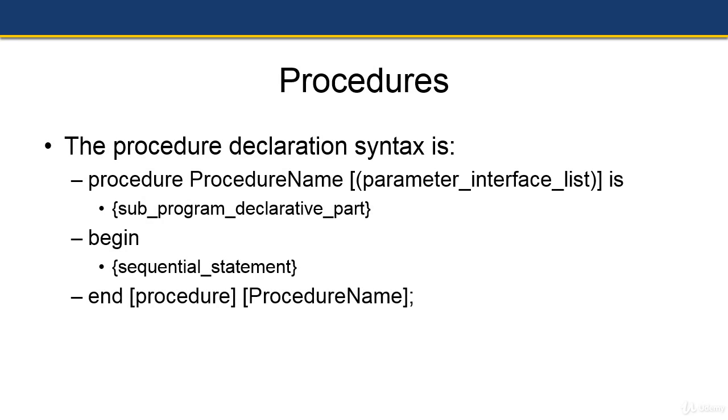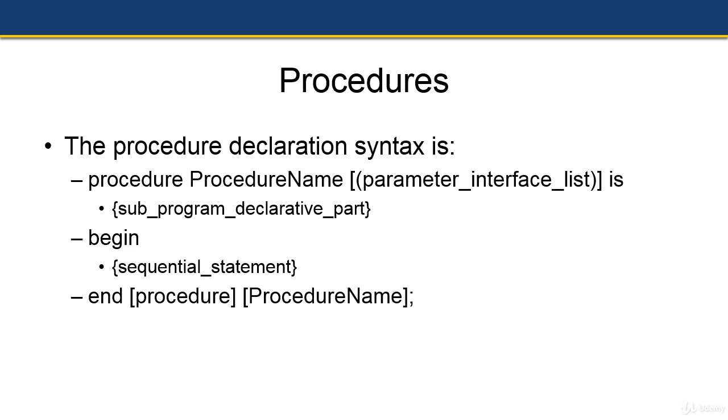Here's the syntax for a procedure declaration. The keyword procedure followed by the procedure name, followed by an optional parameter interface list. If it's there, there's a set of parentheses that surround it. Then we can have a subprogram declarative part. Everything that's declared in that part is local strictly to the procedure itself.